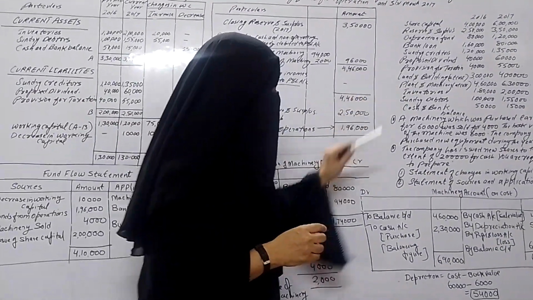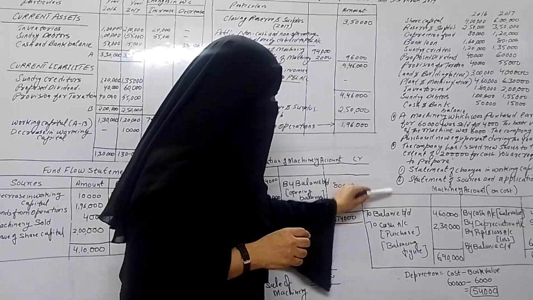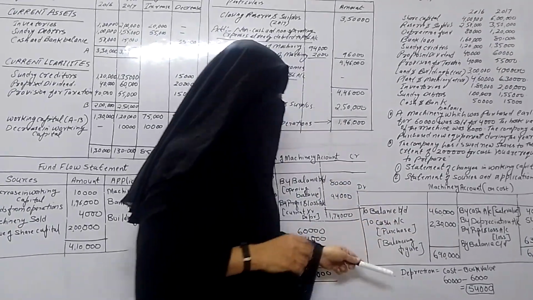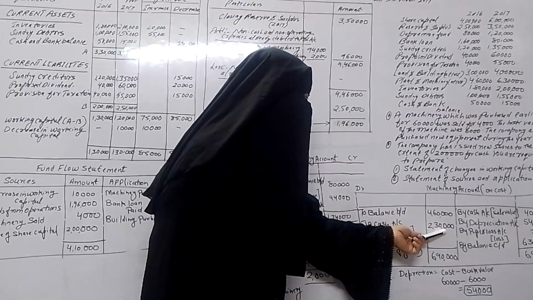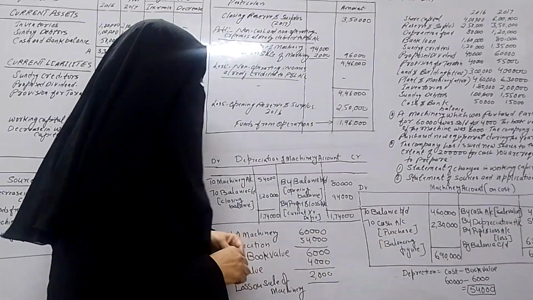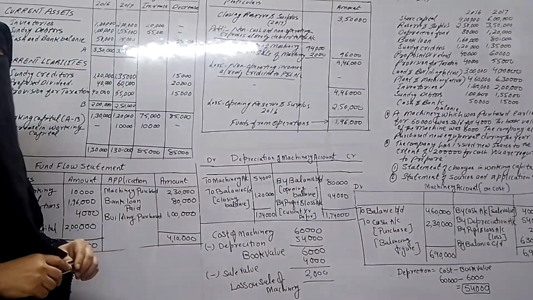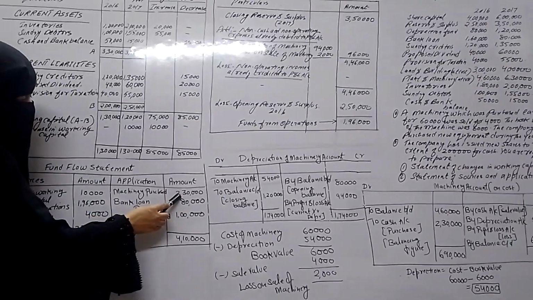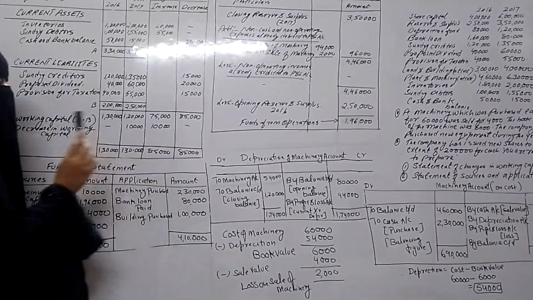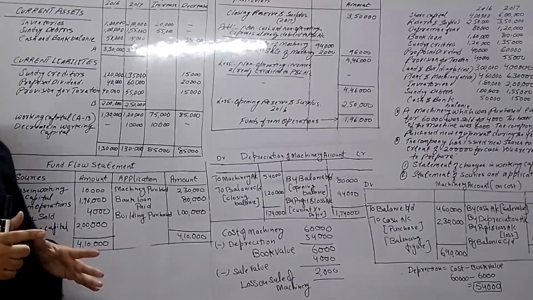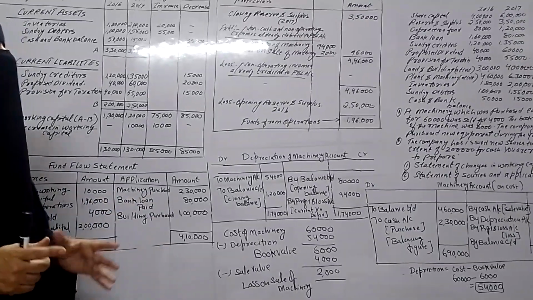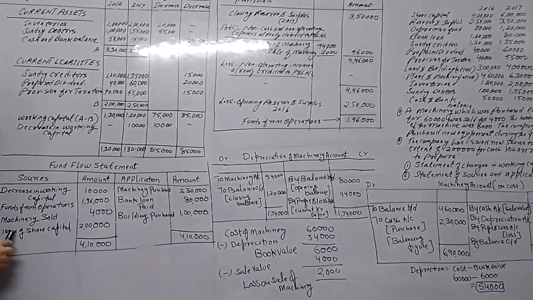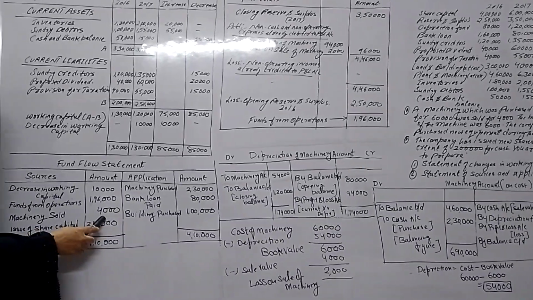For plant and machinery we prepare the account. By preparing the account we find how much machinery we purchased. We purchased 2,30,000 of new machinery during the year. Purchase of machinery is an outflow, so on the application side, machinery purchase 2,30,000. But one part of the machinery we sold. Sale of machinery is an inflow, so on the sources side, sale of machinery 4,000.